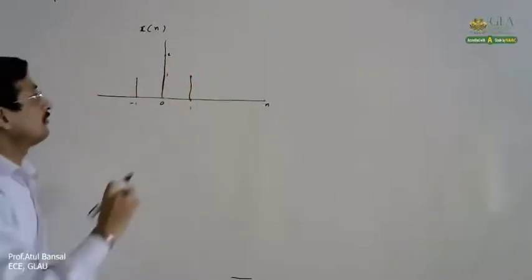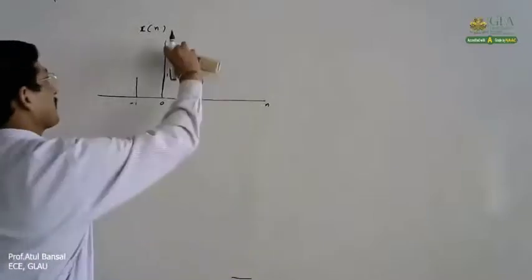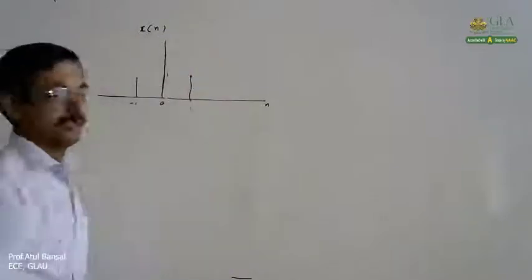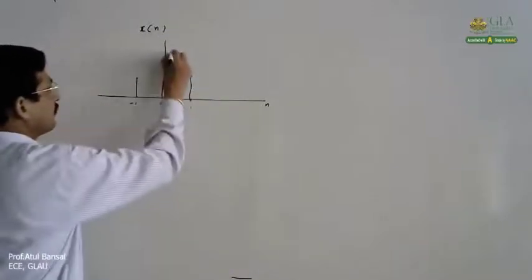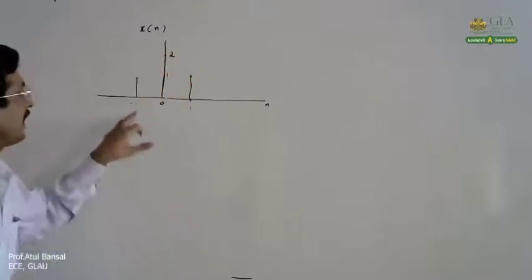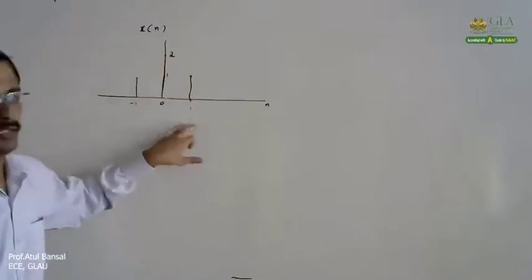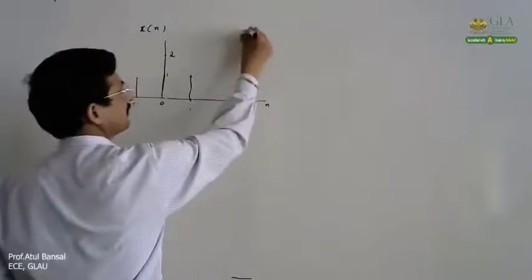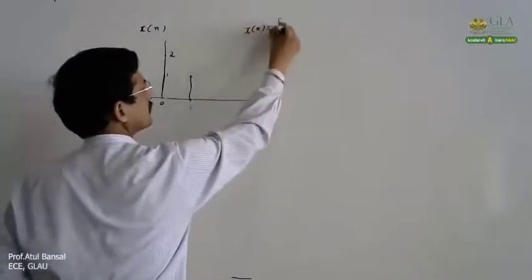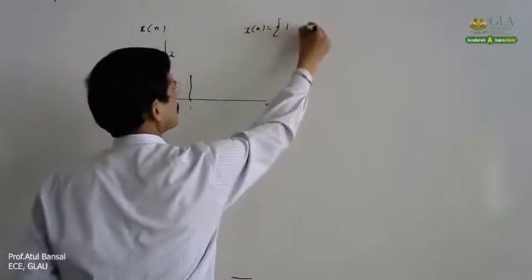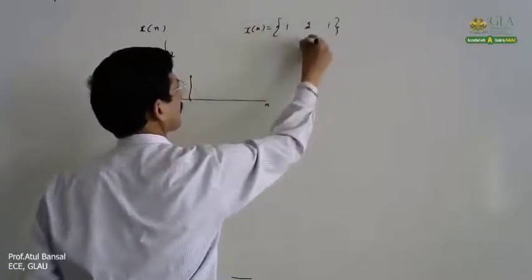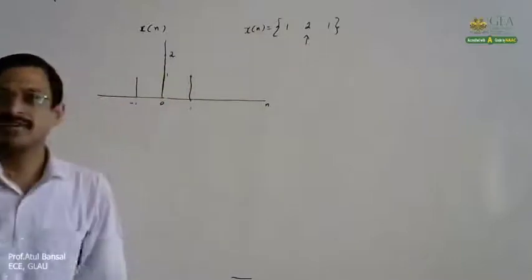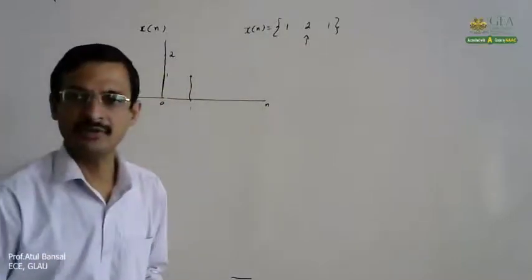So, the signal is given, which has three values, one at -1, another at 0, another at 1. Graphically it is shown like this. Or we can also write it like this, like we have discussed the representation in the earlier video.